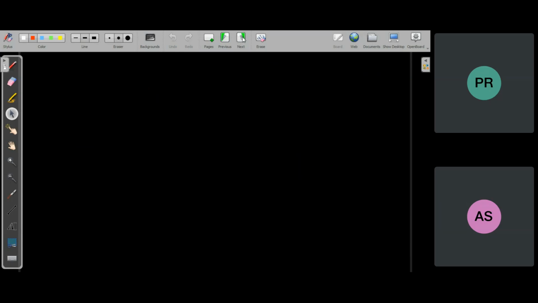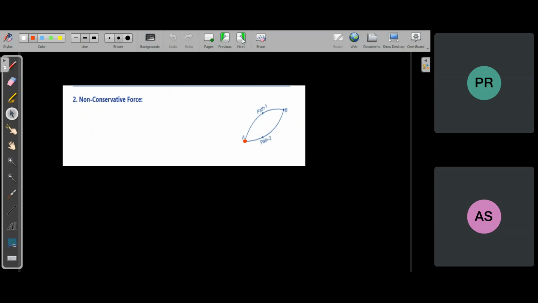Now here you have to understand that friction is not a conservative force, because the work done by friction depends on the path. If you take a body from A to B on a rough surface and then from B to A by some other path, the work done will be different.